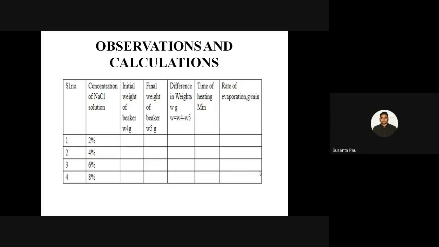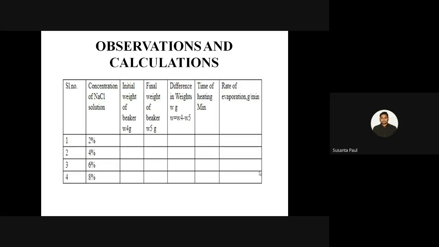So this is your observation table. The first column is the serial number, and the second one is the concentration of the sodium chloride solution. As you can see, there are four concentrations: 2%, 4%, 6%, and 8%.